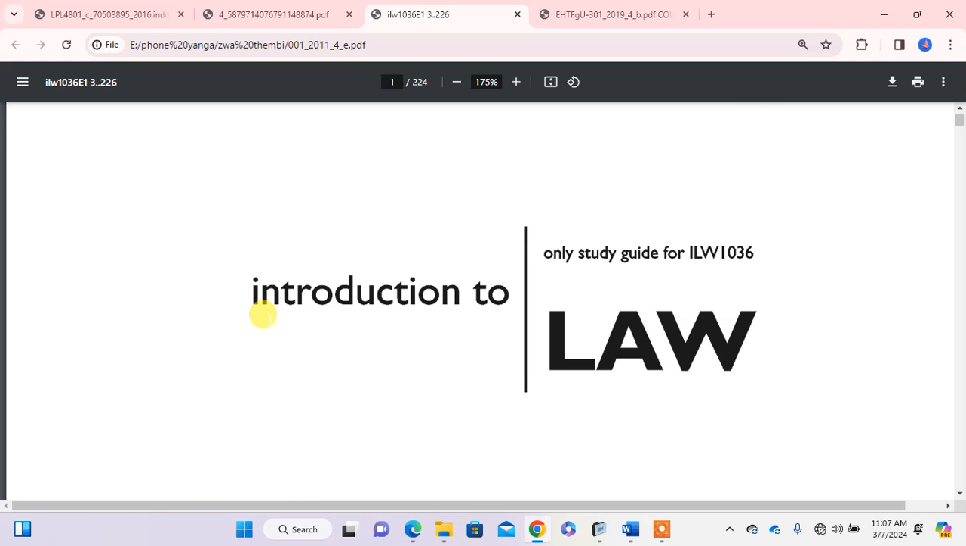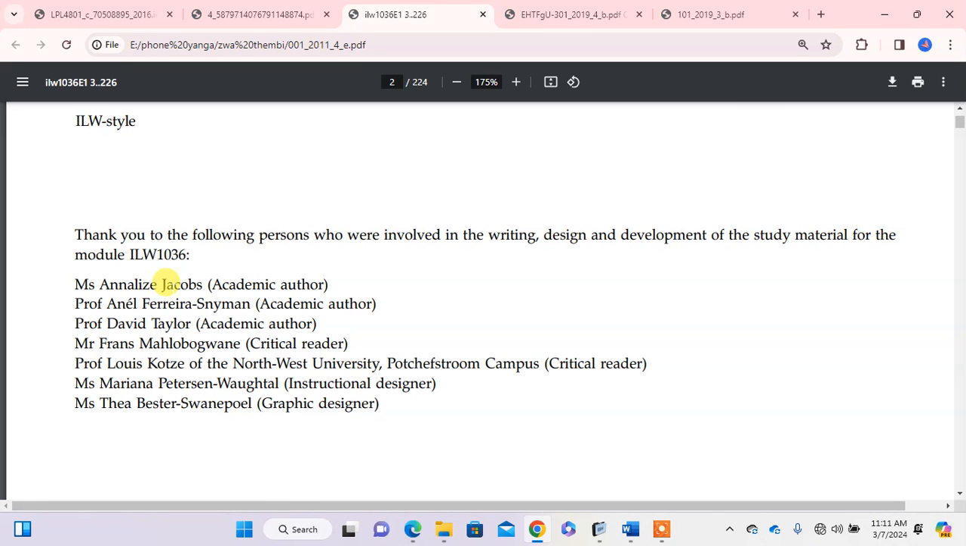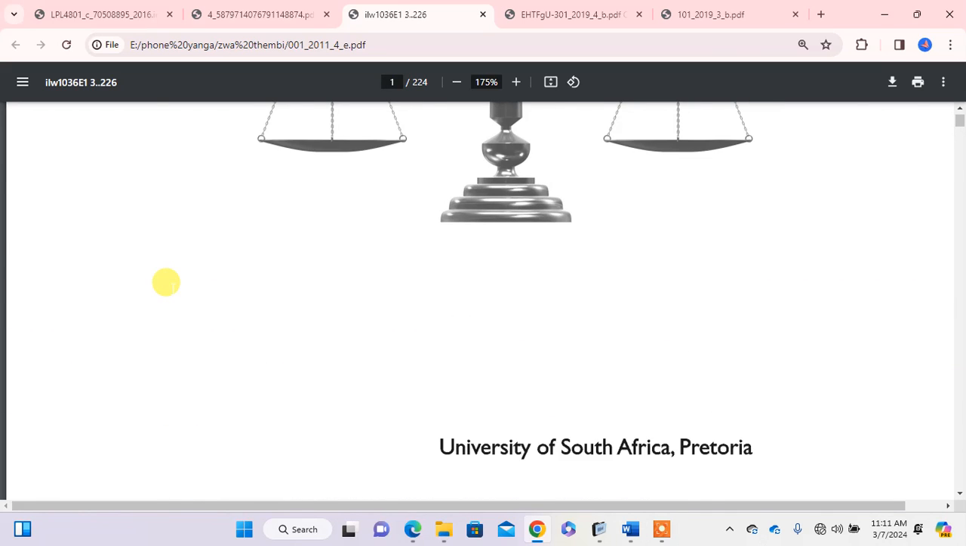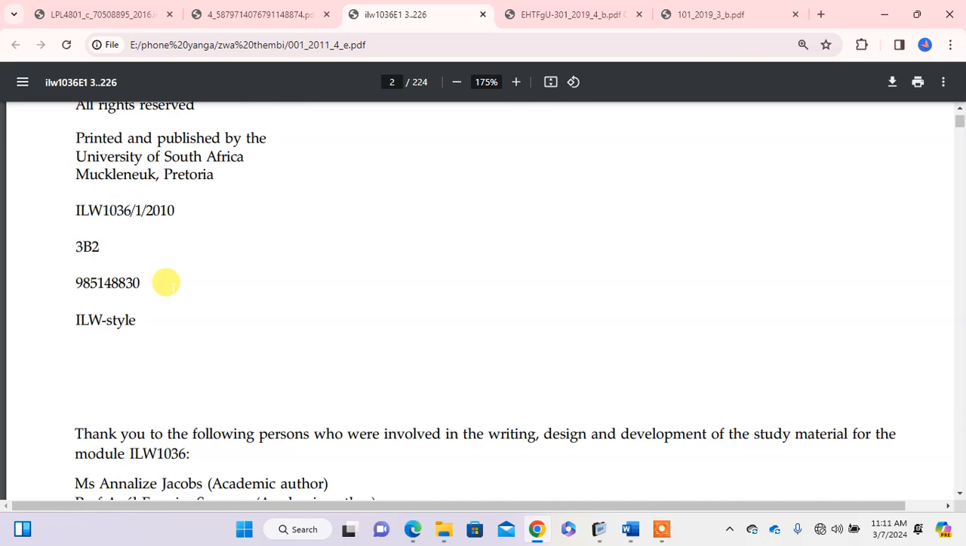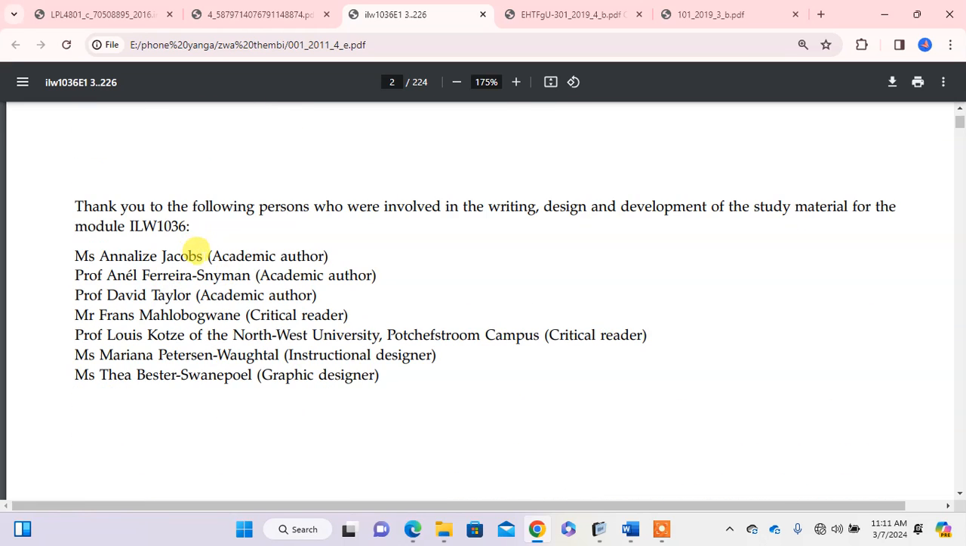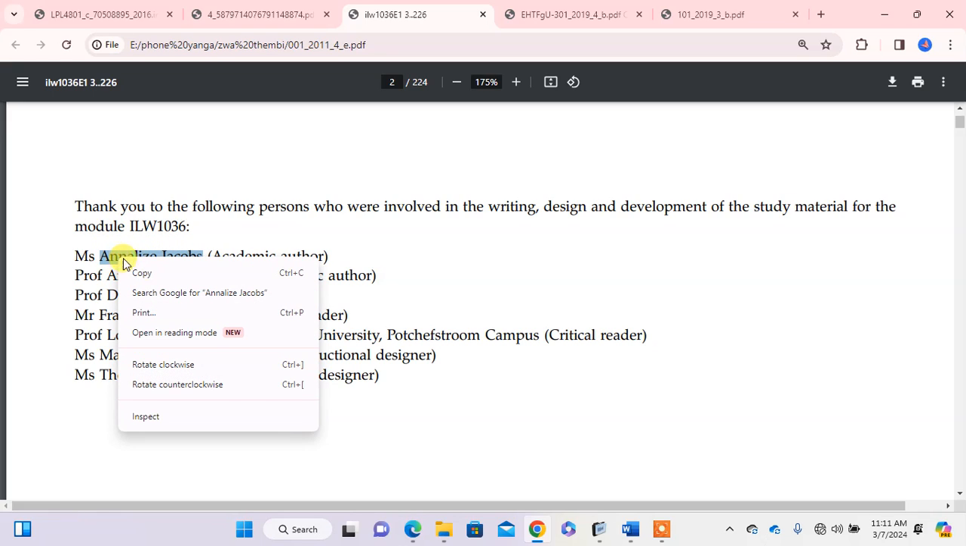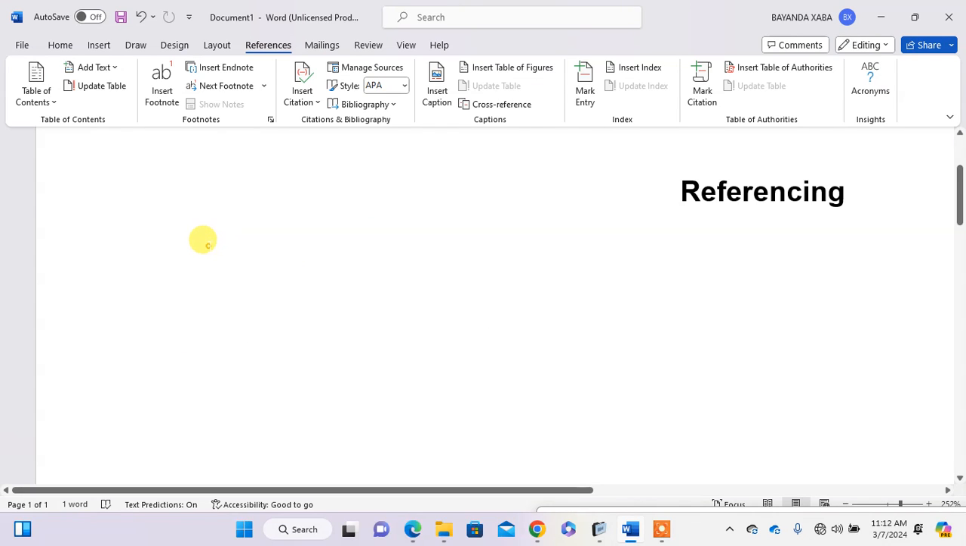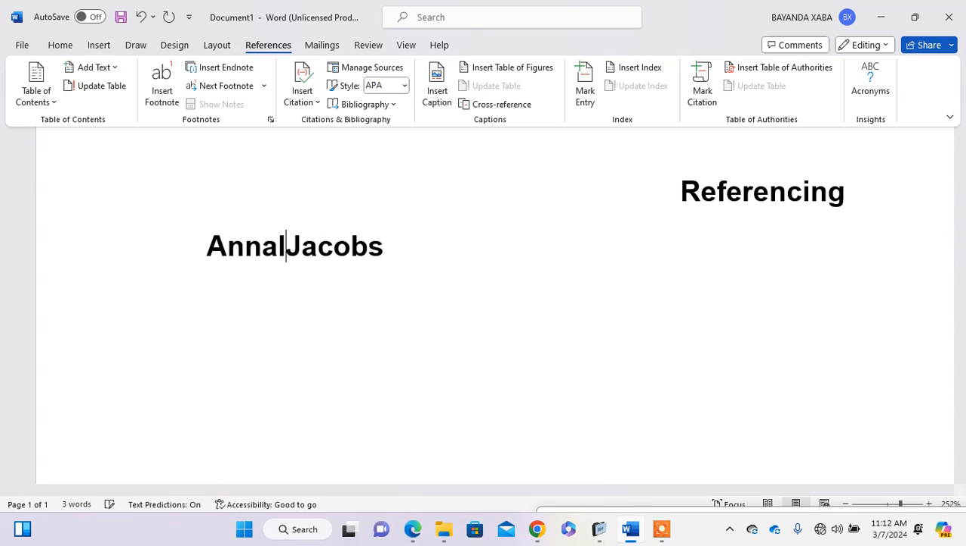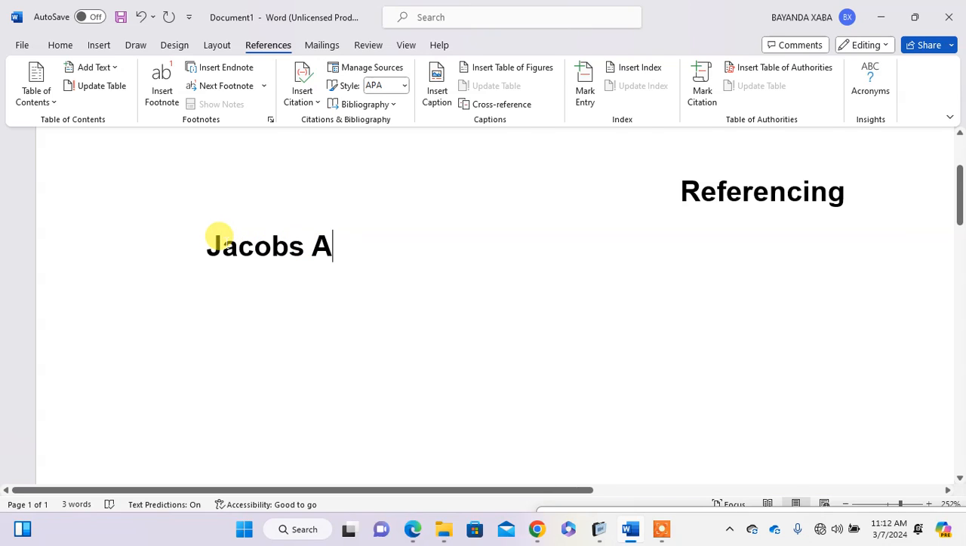Okay, now let's reference this one very easily. It's that study guide ILW, and I'm going to show you how to reference the study guide. It means that the first person who wrote this book is Jacobs Annalise. Jacobs, I believe, is a surname, and Annalise is a name. Let me copy it like this. When we write Jacobs A, remember we have to start with the surname and then come with the name. Jacobs, I believe, is the surname. We say Jacobs A.